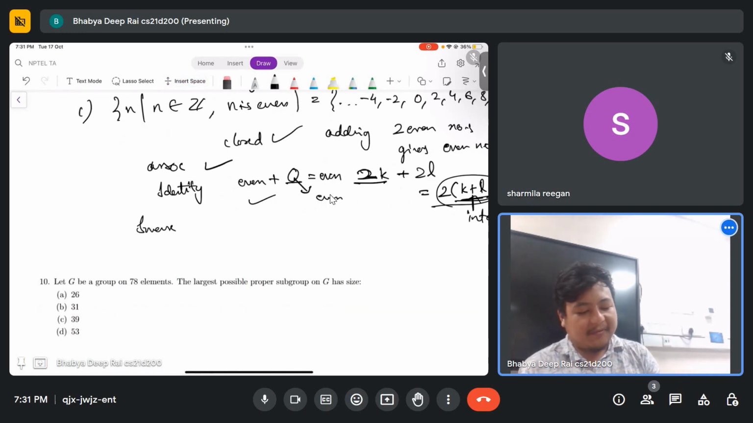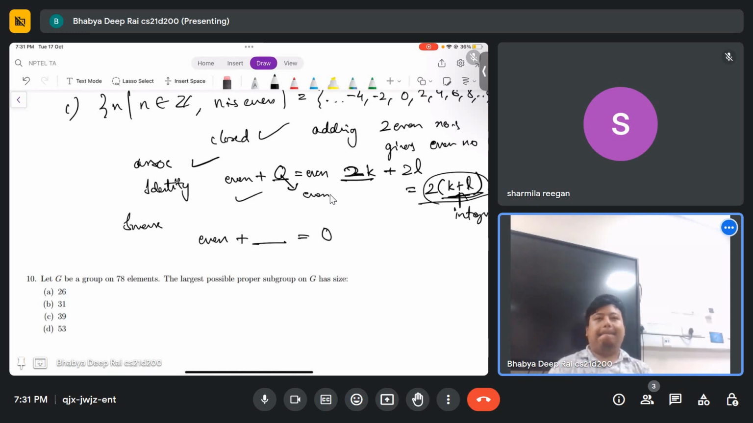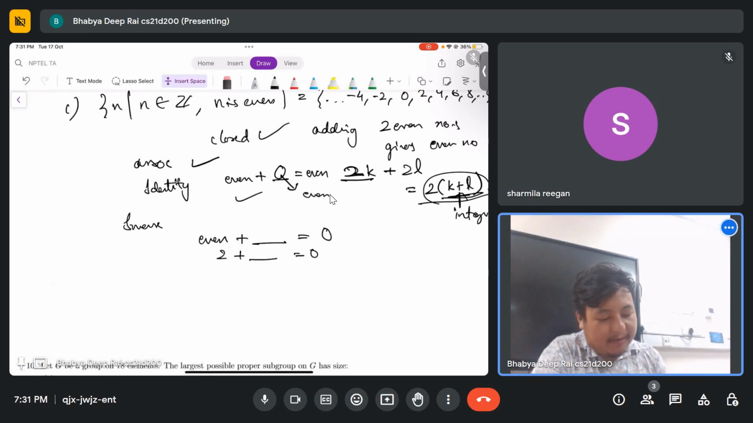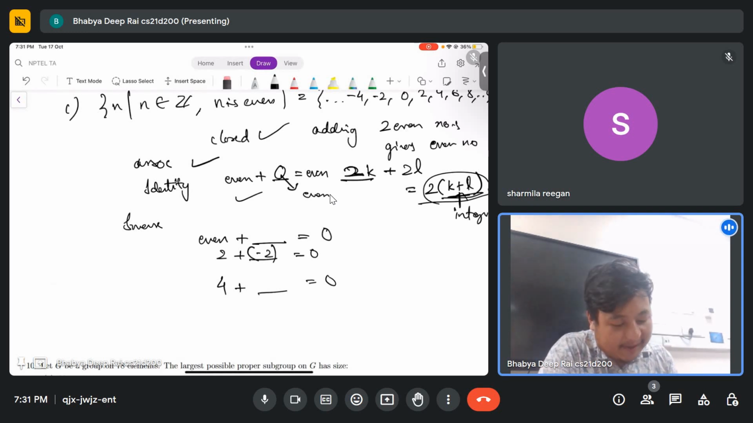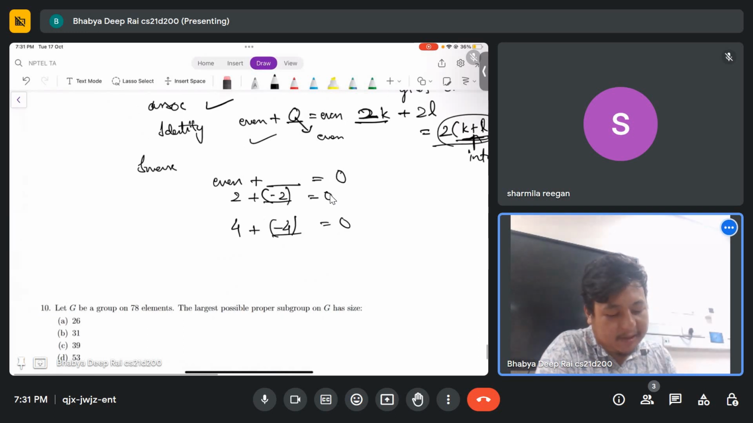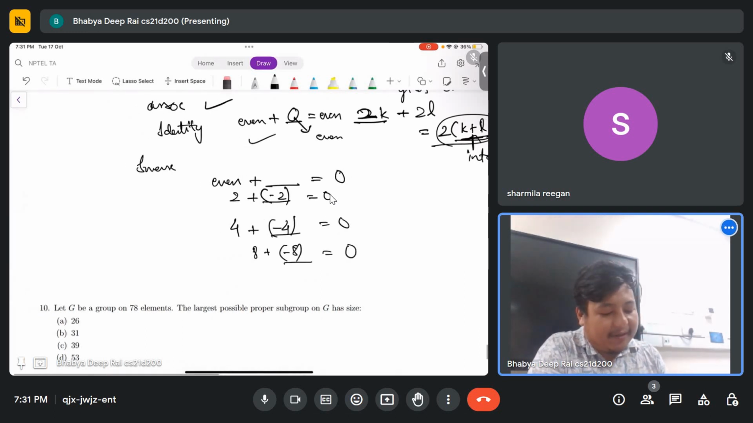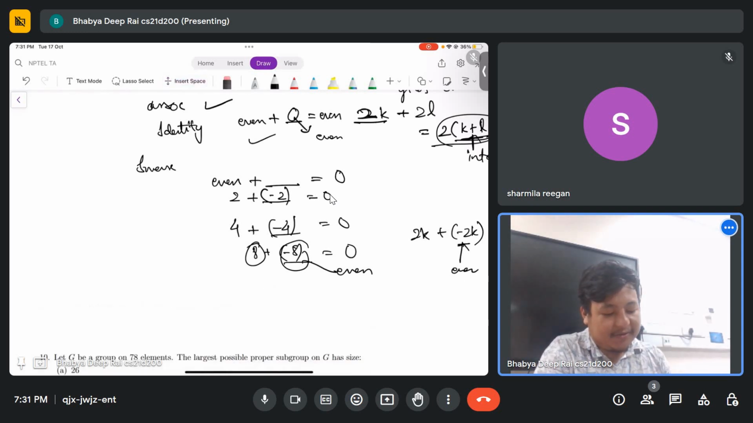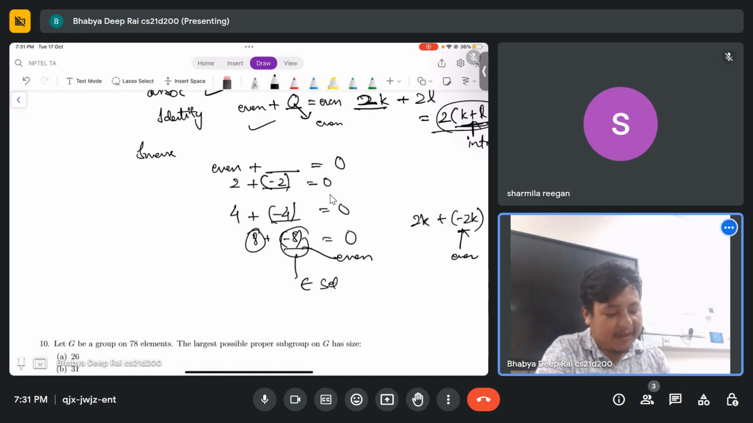Finally, inverse: an even number plus something gives me 0. For example, 2 plus something gives me 0, 4 plus something gives me 0. If I put a minus 2 and a minus 4 here, then I get 0. And 8 plus minus 8 is equal to 0. It turns out that if this is even, this should necessarily be even, because if I have 2k, I can add minus 2k, and this is always even. So this belongs to my set of even numbers.